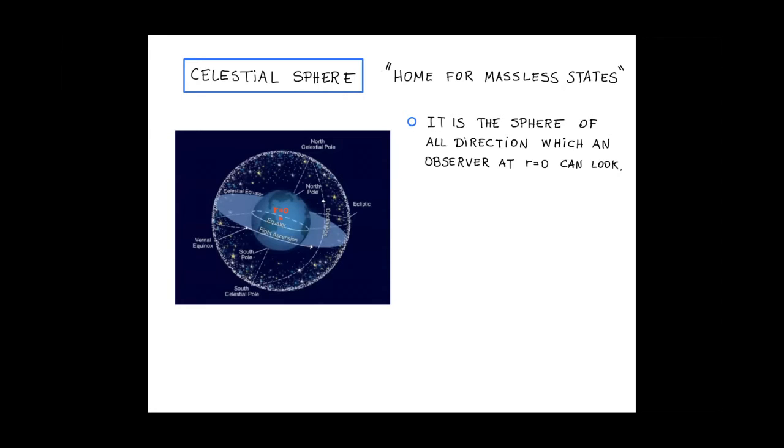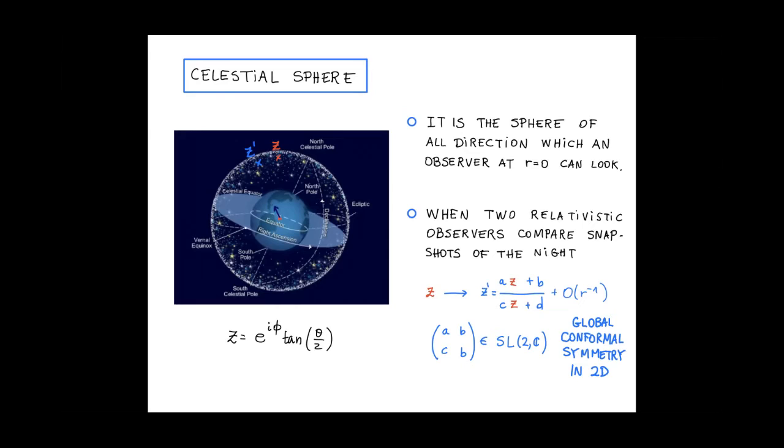Since we are interested in relativistic field theories, it's important to know what happens with this symmetry when we look at it from the point of view of the celestial sphere. When two observers take pictures of the sky at night, let's say one observer is on Earth at rest and the other one is moving at a certain speed with respect to him, we will see that they will not take the same picture. In fact, the points on the celestial sphere are basically angles.